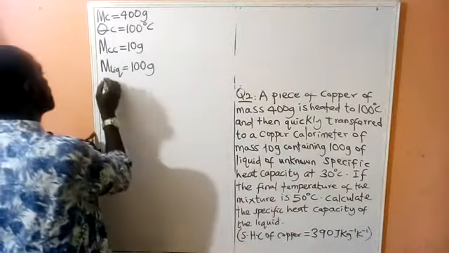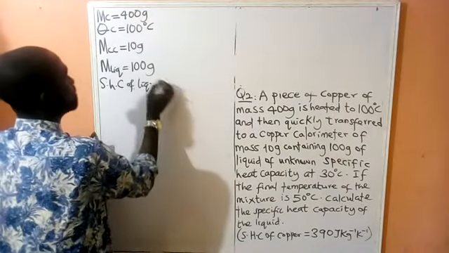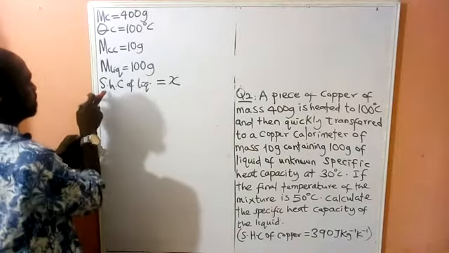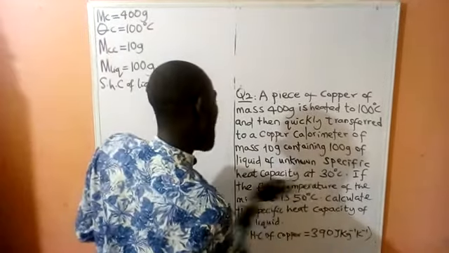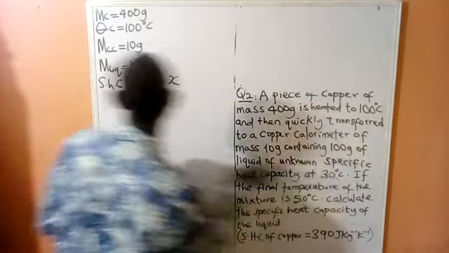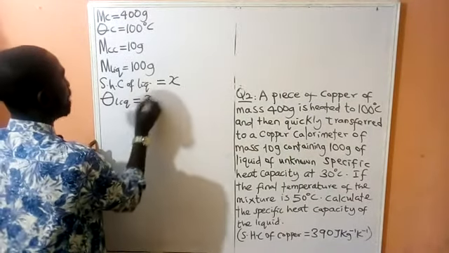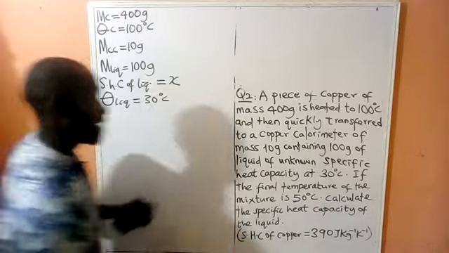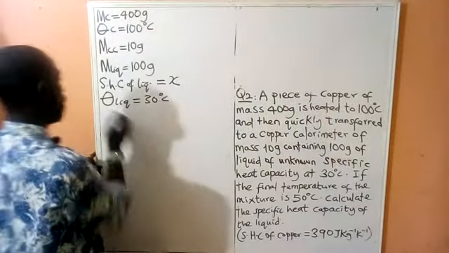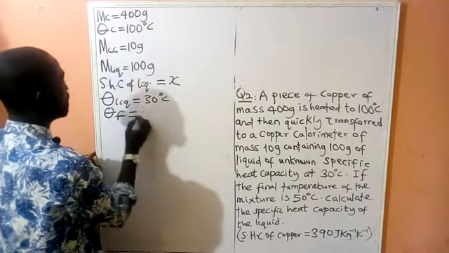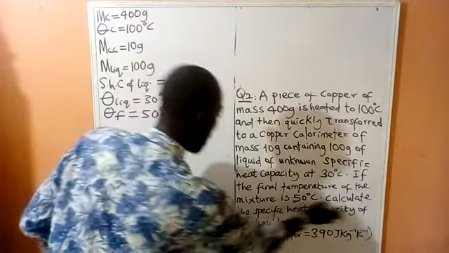So we're saying the specific heat capacity of the liquid is unknown. Let's assume it is X. The liquid is at 30 degrees Celsius, so temperature of the liquid equals 30 degrees Celsius. What do we have to find? If the final temperature of the mixture is 50 degrees Celsius, calculate the specific heat capacity of the liquid.